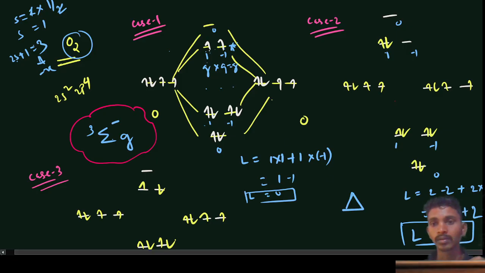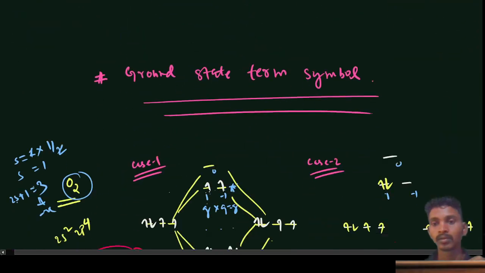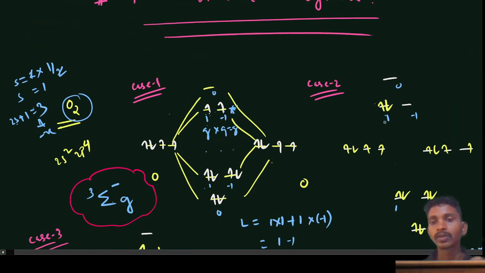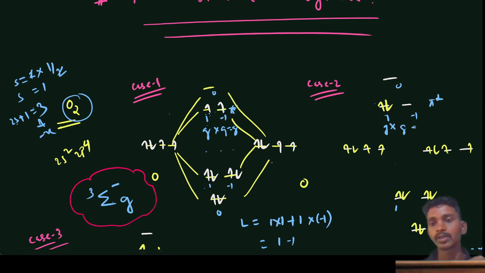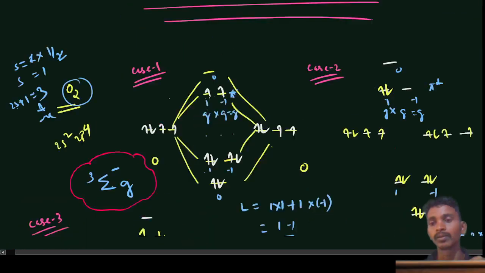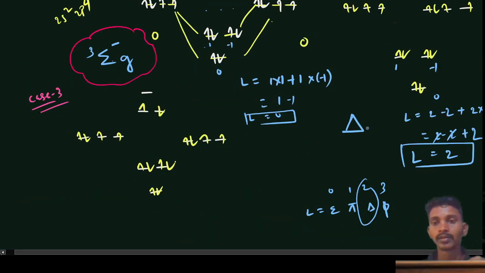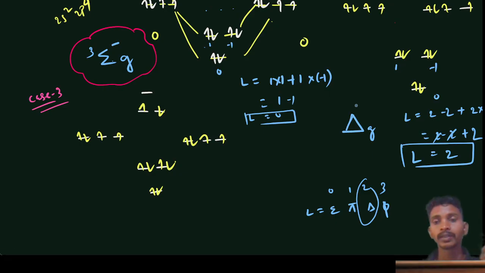Sorry, this is not for our case. Okay, so this is G because this is pi star. Another is G, here also G, so this is also going to give the G value. So this is also G, and you will not write plus or minus because L is not equal to 0. So now 2S plus 1.